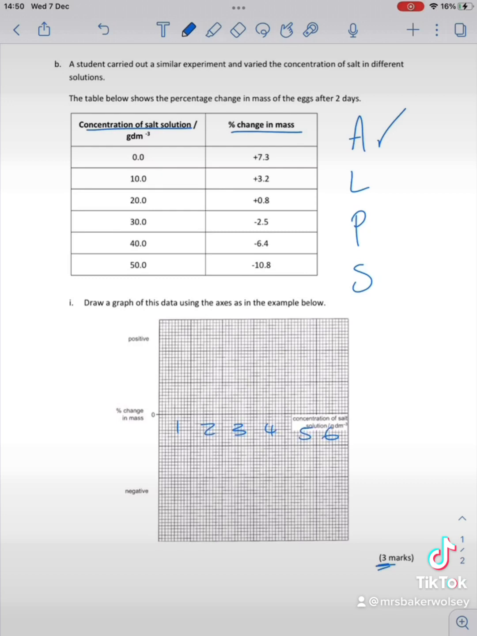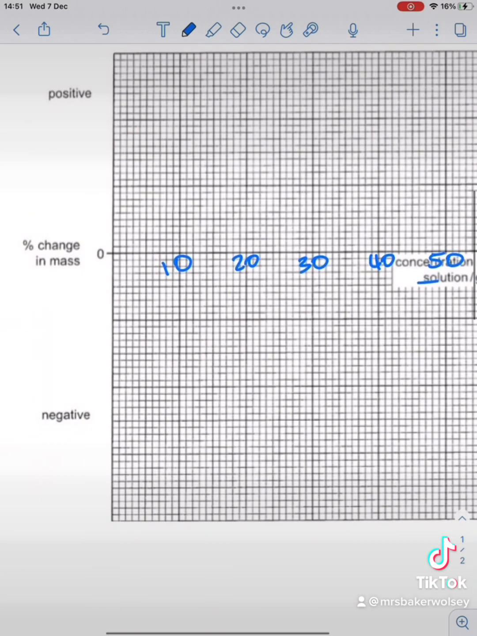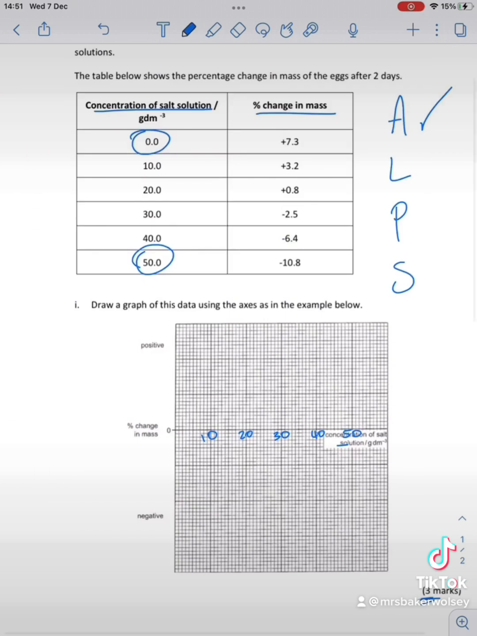We have 6 large squares horizontally, and our concentration goes from 0 to 50 gram per dm cubed. That means we should make each large square worth 10 gram per dm cubed. I would label here in the centre line, but it's fine if you want to label on the bottom instead. It does keep that area clearer.